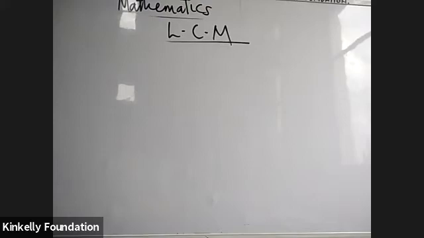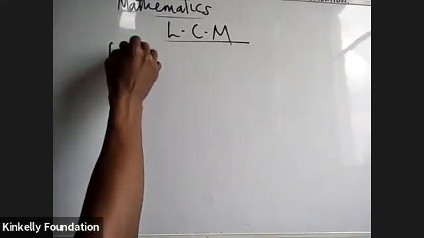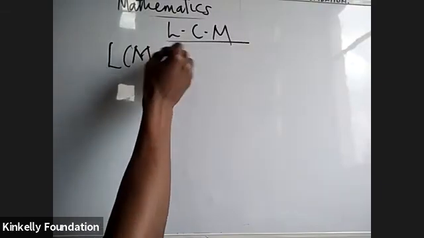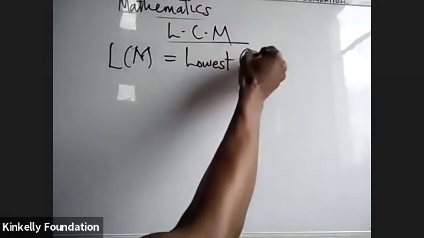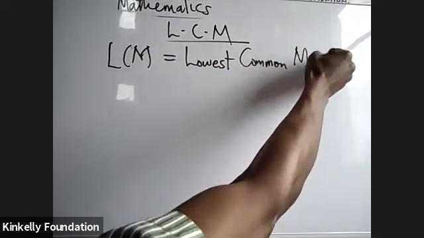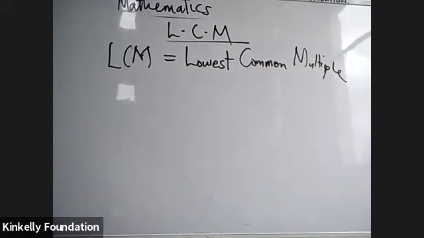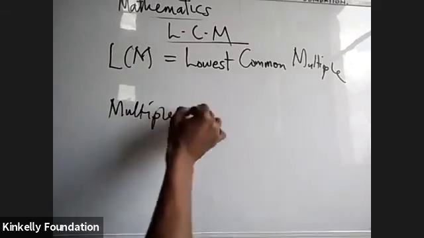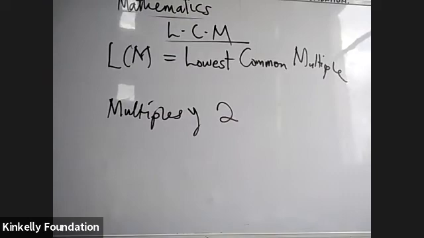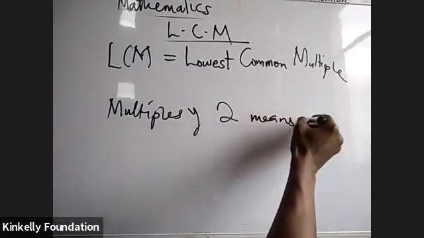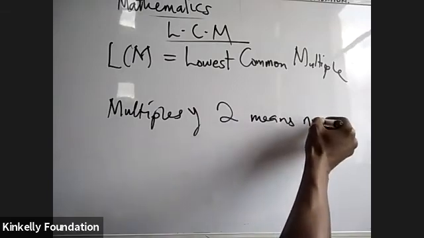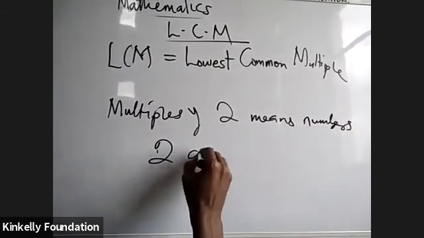Let's just consider LCM. The LCM means the lowest common multiple. Now, you know what a multiple of a number means. Multiples are numbers that the particular number can divide, subsequent number of times. What do we mean by multiples? Multiples of 2 means numbers 2 can divide.